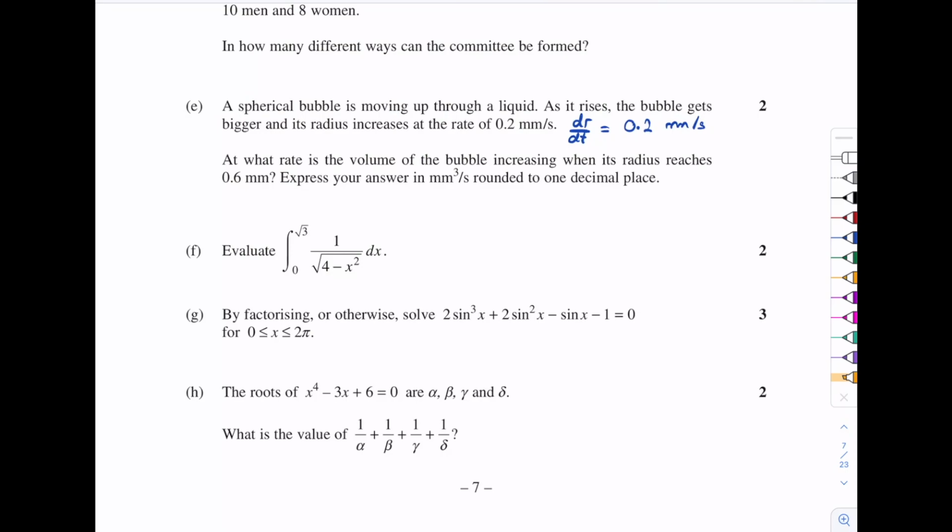Now the next part says, at what rate is the volume of the bubble increasing? So what we're doing is we're looking for the rate at which the volume is increasing. So actually I'm looking for dV on dt. What is that equal to? Maybe I'll use a capital V for volume. So what is that equal to when the radius is 0.6 millimeters? So when r is equal to 0.6, what is the volume? Okay, and that's how I'm analyzing a question like that.